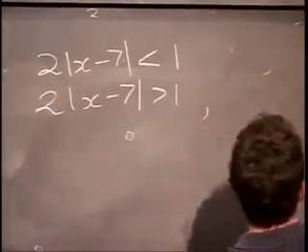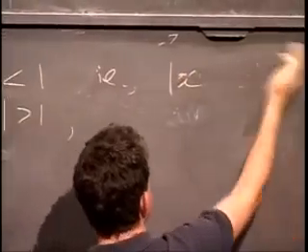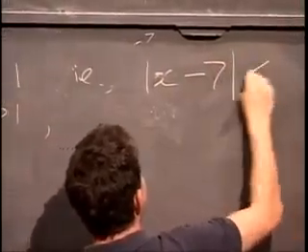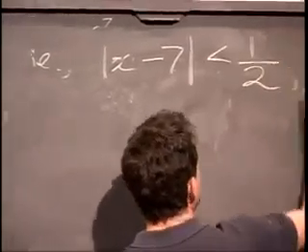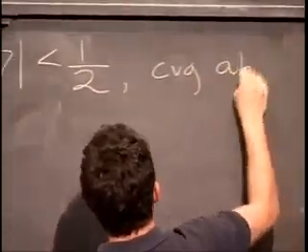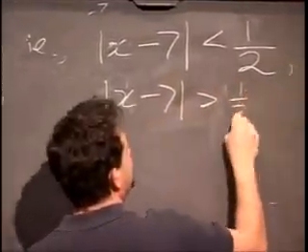Maybe I should have left more space here. That is, |x minus 7| is less than a half. I just divided by 2. And in this case, |x minus 7| greater than a half, it diverges.